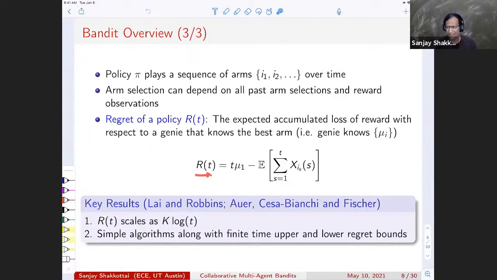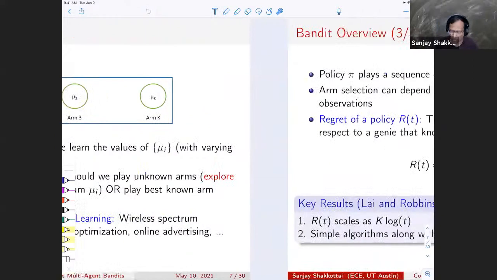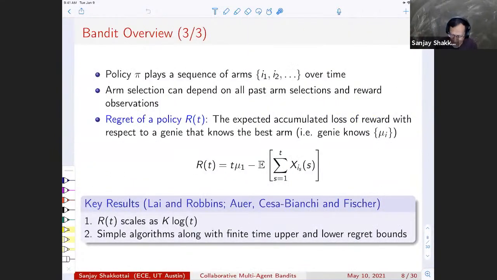At time t, a genie knows which is the best arm. In this setting, it knows that arm one is the best. It stochastically dominates any other arm in the Bernoulli case. So it's always going to play arm one. And the expected reward for the genie after t plays is t times mu one.